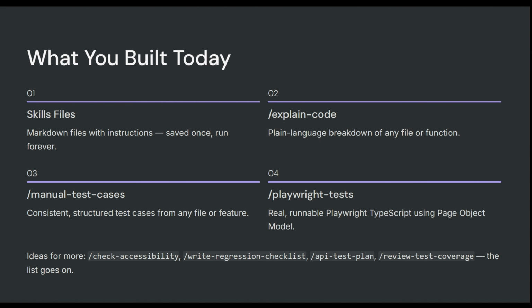And look, these 3 are just a starting point. You know what else you can build? A check accessibility skill that goes through your UI code looking for accessibility issues, a write regression checklist skill that takes a feature and spits out a checklist for regression testing, an API test plan skill for building test plans around API endpoints, and a review test coverage skill that looks at a file and tells you what's not being tested. The list goes on.